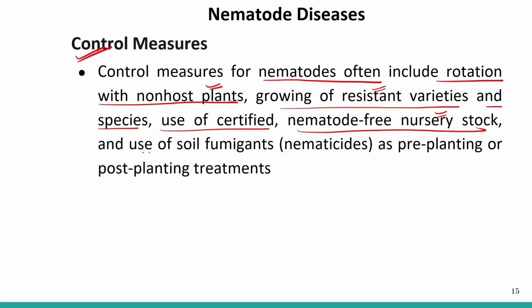And use of soil fumigants, that is nematicides. We can also use this chemical, a fumigant or nematicide, that kills the nematodes that are present in the soil or the plants. And pre-planting or post-planting treatment.